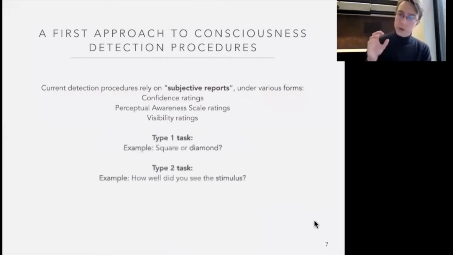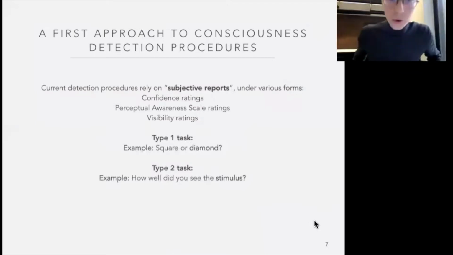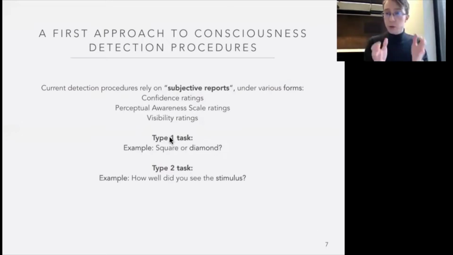In general, these reports in consciousness science are obtained after a type 1 task. A type 1 task could be a discrimination task. You're shown something that goes very, very fast. It's masked. And then you have to say whether the stimulus was a square or a diamond, for example. And then you have the type 2 task in which you're asked whether you saw the stimulus or not.